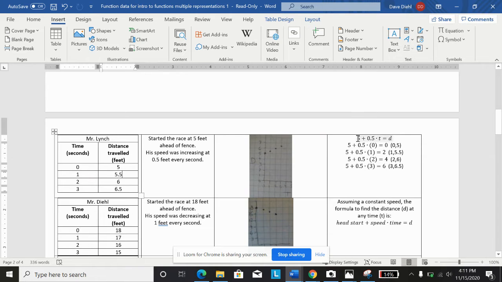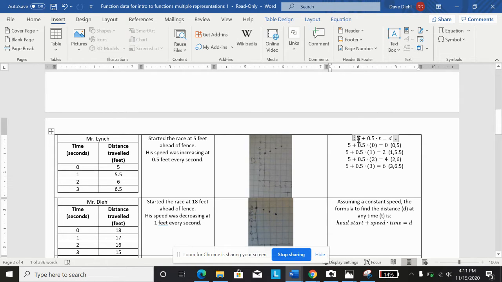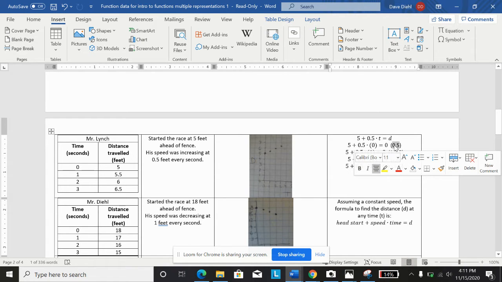So his equation is he gets that 5-foot head start, right? So we're actually going to put that 5 right here. And then his speed is 0.5 times time equals distance because he's going a half a foot every second. He starts with 5 feet plus that half a foot every second would equal his distance. So, for example, at 0 seconds, he hasn't gone half a foot. So it's 0.5 times 0 is 0. Plus the 5 feet that he got the head start. That's why he's at 0, 5. At time equals 0, he's at distance equals 5.